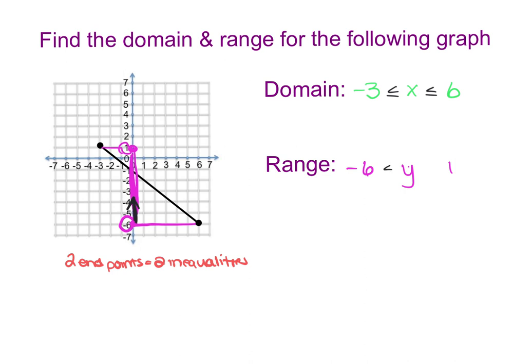So y needs to be on the bigger side of -6, but then y needs to be on the smaller side of 1 because it needs to go underneath 1 here. So we can write this as a compound statement with y on the bigger side of -6 and the smaller side of 1 in one compound "and" statement.